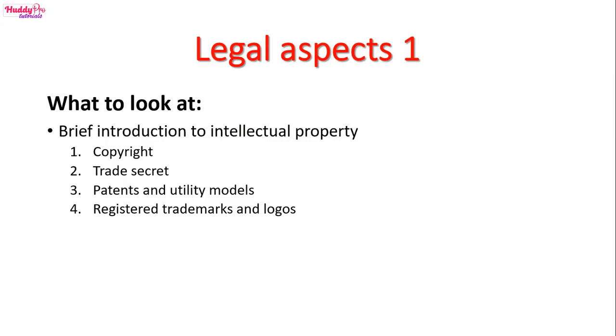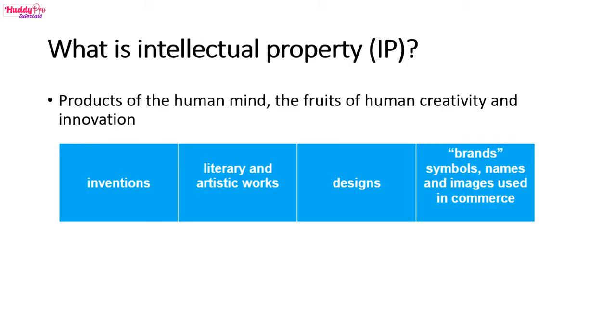Today's topic is about legal aspects. This is going to take us through a brief introduction to intellectual property, and this is part 1 of legal aspects. We shall also have part 2 after this one. So here we are going to look at copyright, trade secrets, patents and utility models, and then registered trademarks and logos. What is intellectual property?